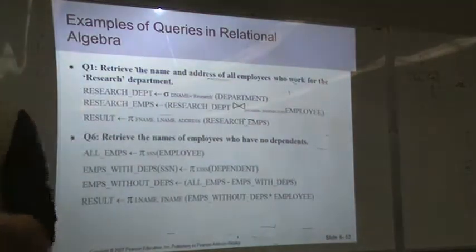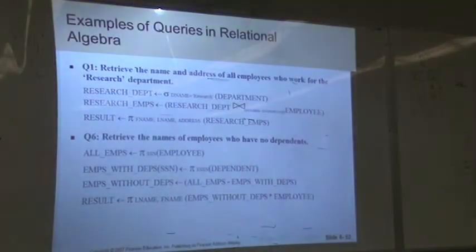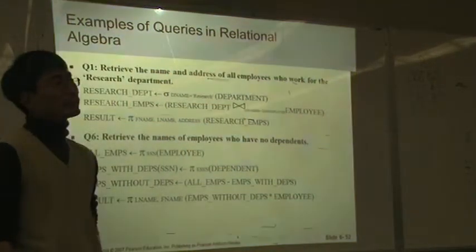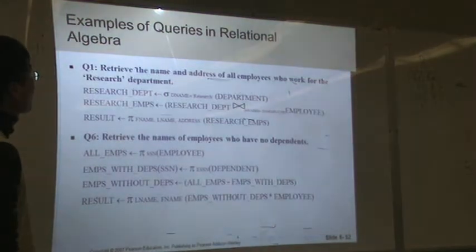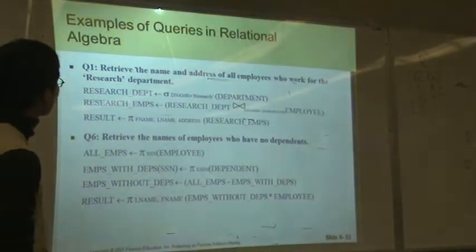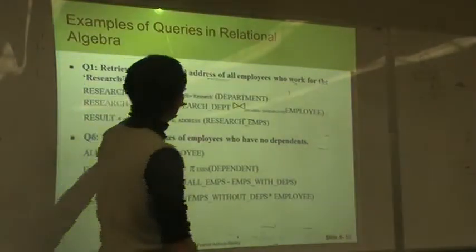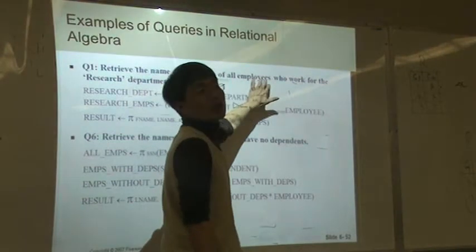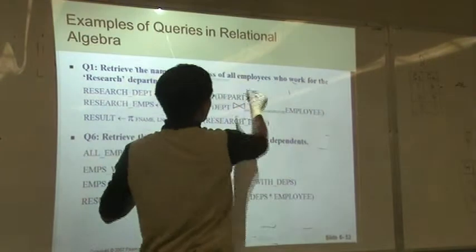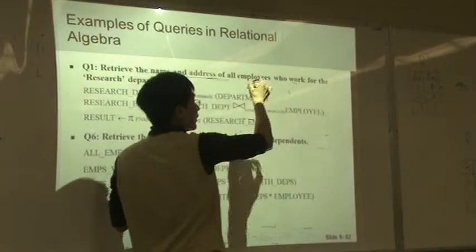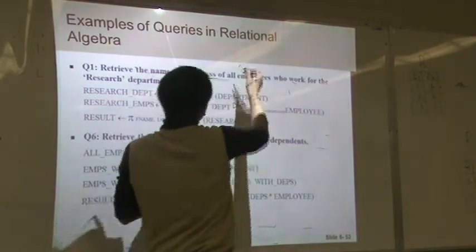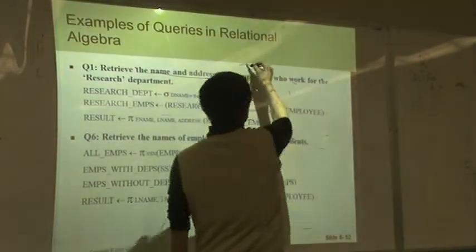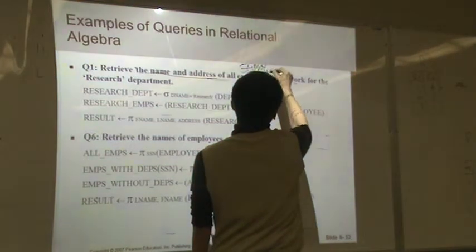So quickly we will see the example of the relational algebra and their expression. First query is like your examples in your page 1. Retrieve the name and address of all employees who work for the research department. Can you get the name and address of employee? Which relation? Where can you get such information? Name and address of all employees. Employee relation. So we need to access employee relation.